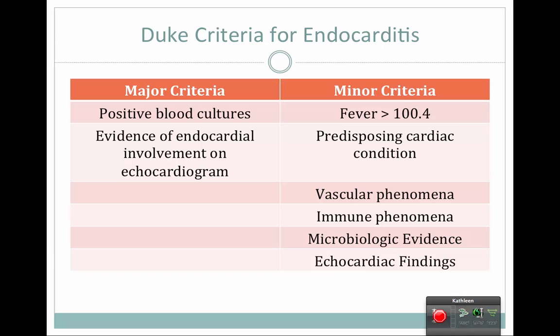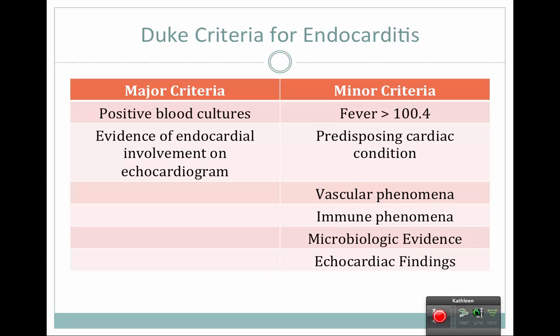Minor criteria are fever greater than 100.4, predisposing cardiac conditions, vascular phenomena, immune phenomena, microbiologic evidence, and echocardiographic findings. Vascular phenomena are arterial emboli, septic pulmonary emboli, mycotic aneurysms, intracranial hemorrhage, conjunctival hemorrhage, Janeway lesions. Immune phenomena are positive rheumatoid factor, glomerulonephritis, inflammation of the kidneys, Osler's nodes, Roth spots.